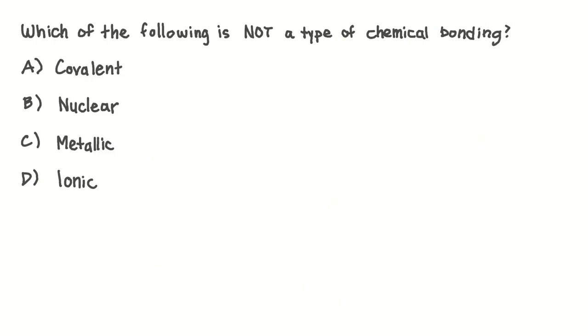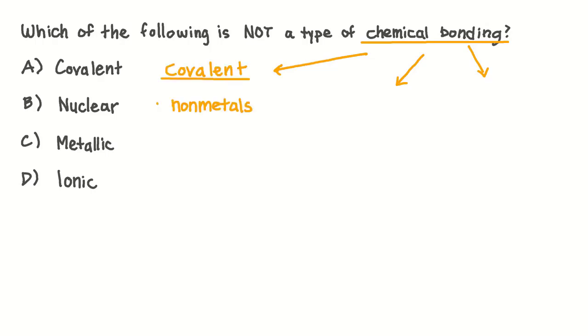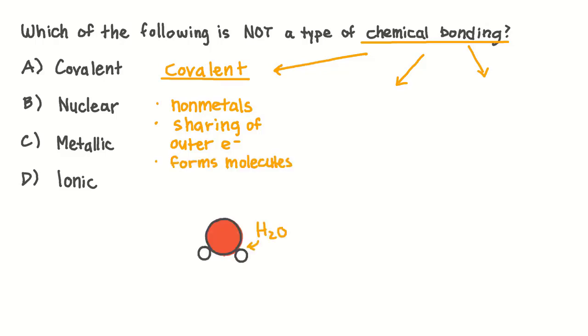Which of the following is not a type of chemical bonding? A. Covalent, B. Nuclear, C. Metallic, or D. Ionic? There are 3 main types of chemical bonding that we'll encounter in chemistry. The first is covalent bonding. This type of bonding is typically found between non-metal elements. It involves the sharing of outer electrons to create a chemical bond.